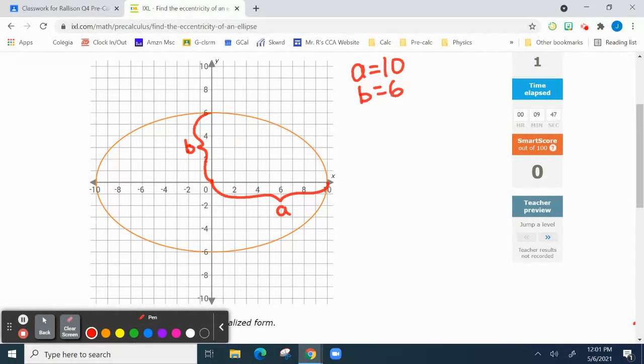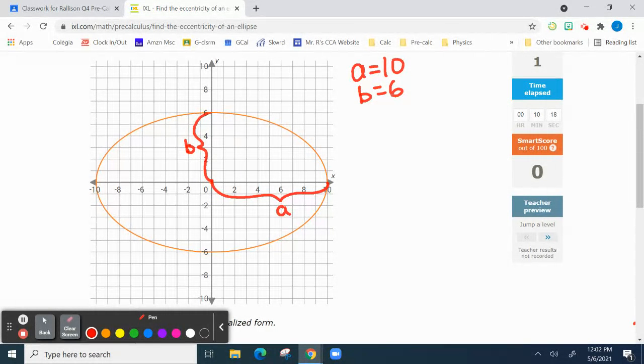And remember, A is always going to be the longer distance. A is the semi-major axis. The major axis is 2 times A. So if this thing was vertically oriented, A would be in the y direction. And yes, they can be tilted to the side too. I don't know if we get to tilted ones or not. I can't remember.